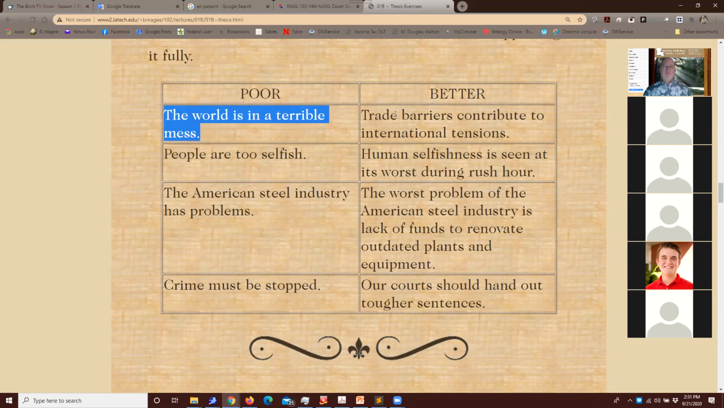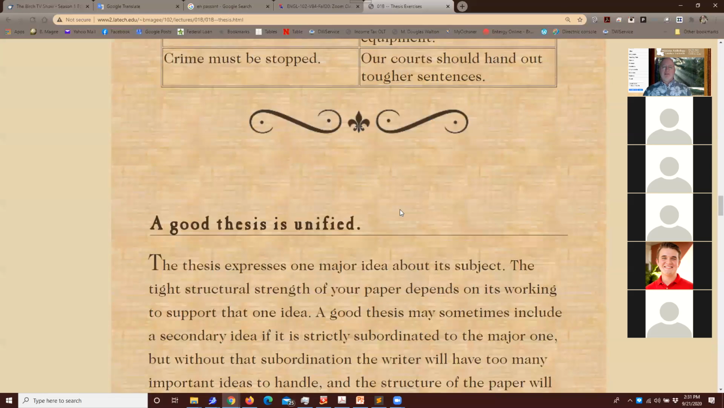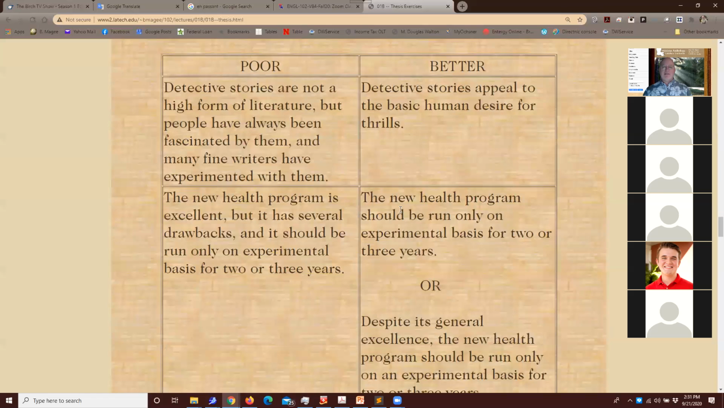"The world is in a terrible mess." Oh my goodness, you're going to be here forever. So we need to focus in on one way it's terrible, like trade barriers that contribute to international tensions. Now, a good thesis is unified. It's not all over the place. So we've got "Detective stories are not a high form of literature, but people have always been fascinated by them. Many fine writers have experimented with them." So that's basically 3 sentences that they've clumped together in one. It's not a simple declarative sentence. "Detective stories appeal to the basic human desire for thrills." There you go.